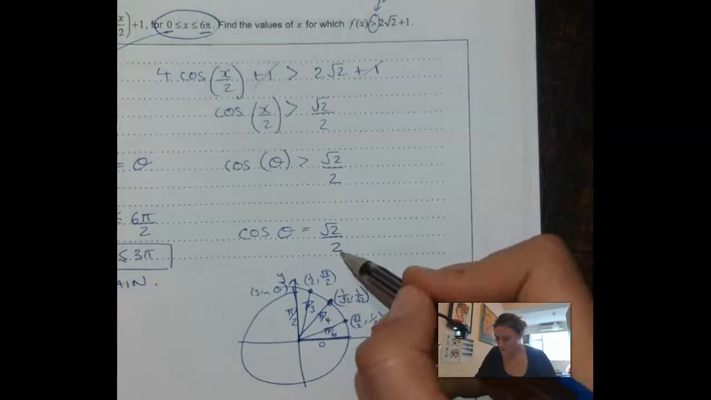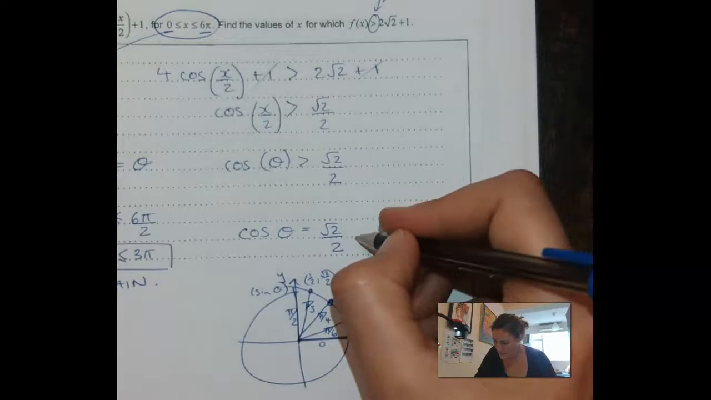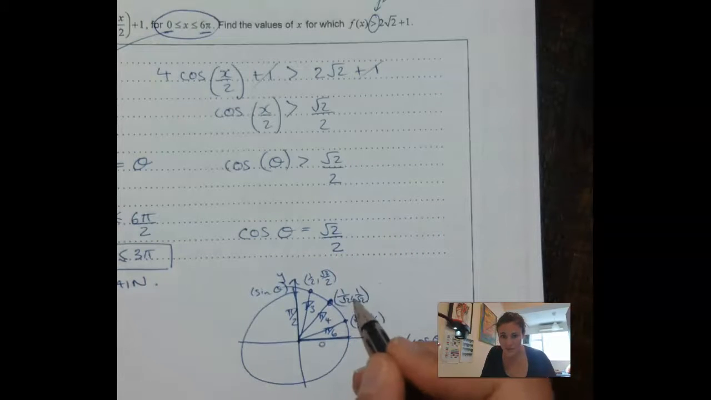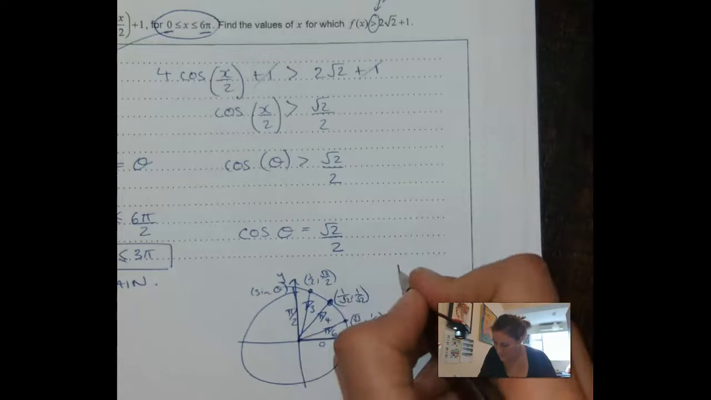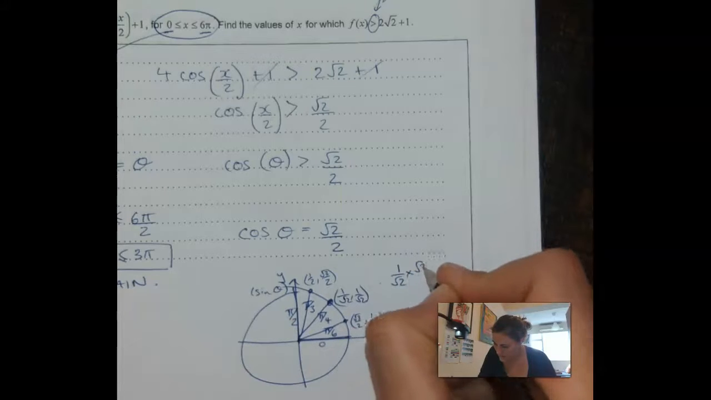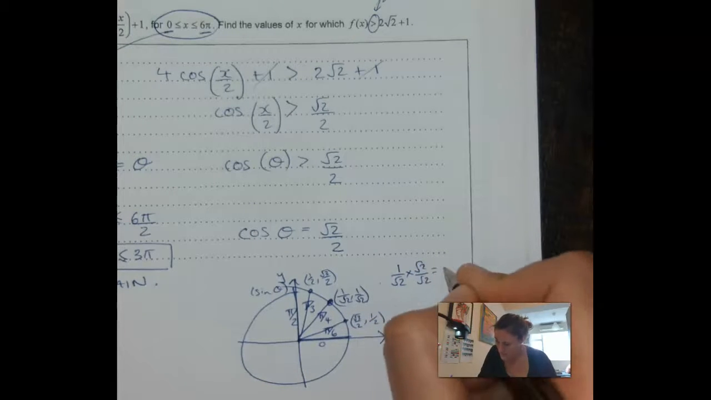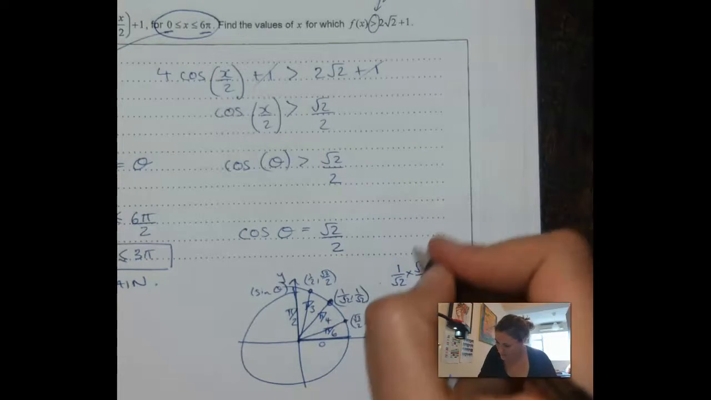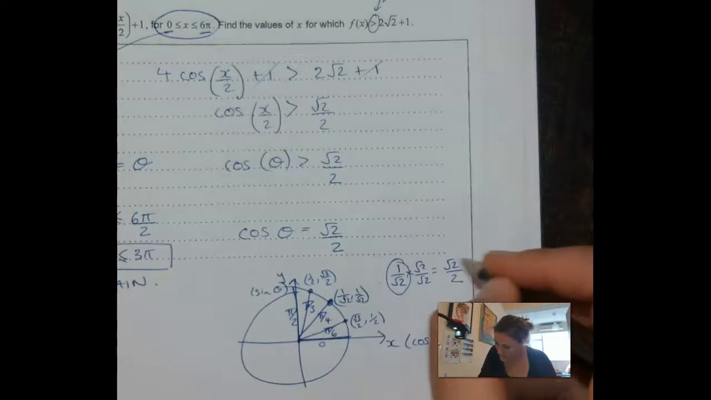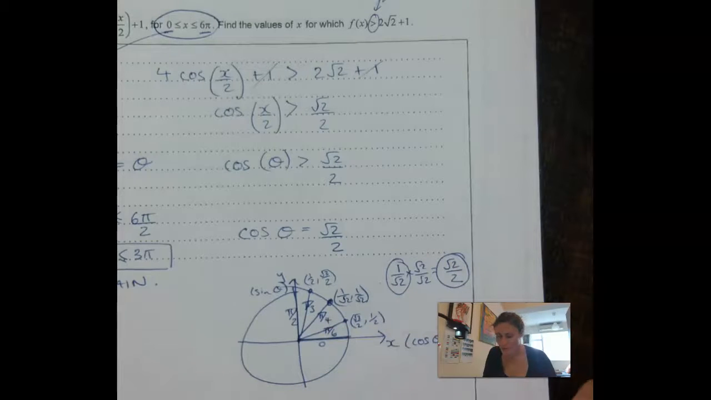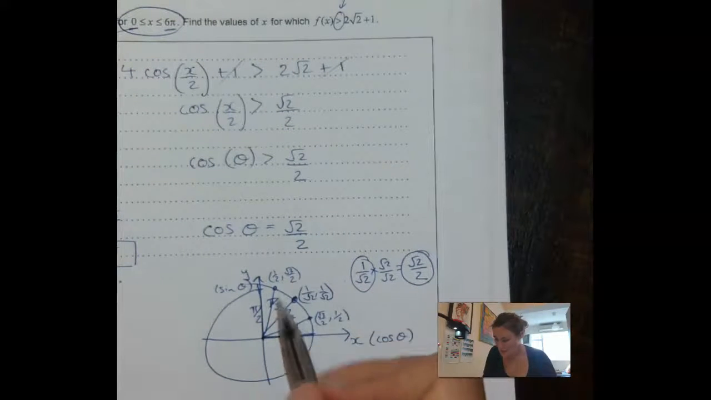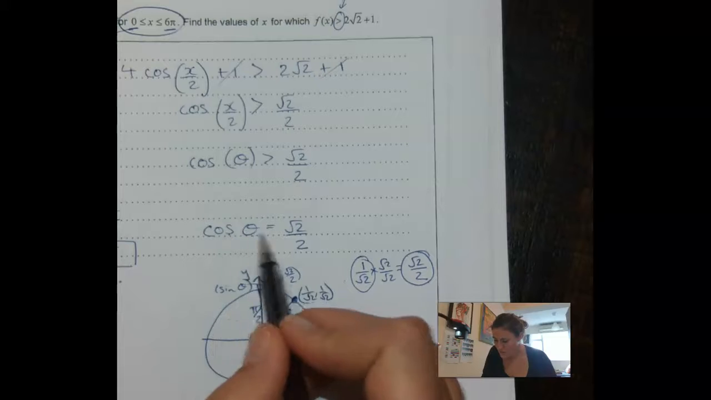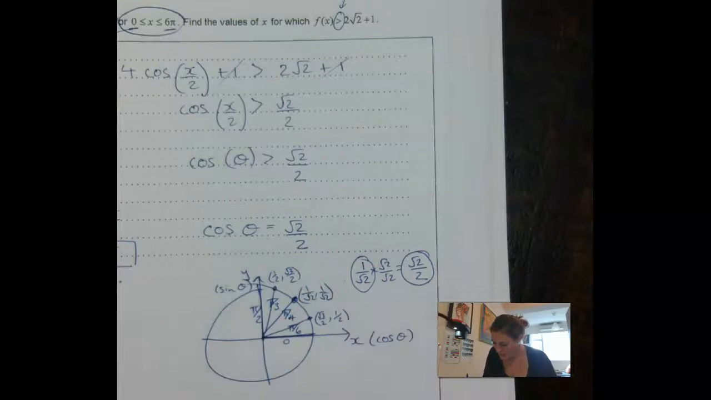Now, root 2 over 2, if we rationalise the denominator of 1 over root 2, that's actually the same as root 2 over 2. So 1 over root 2, if you multiply the top and bottom by root 2, you get root 2 over root 2 squared, which is 2. So 1 over root 2 is the same as root 2 over 2. So here we've got our value, it's pi over 4. So cos theta equals root 2 over 2 when theta equals pi over 4.